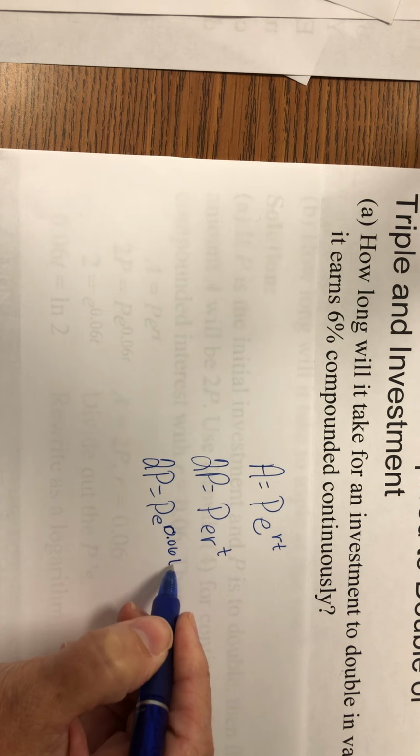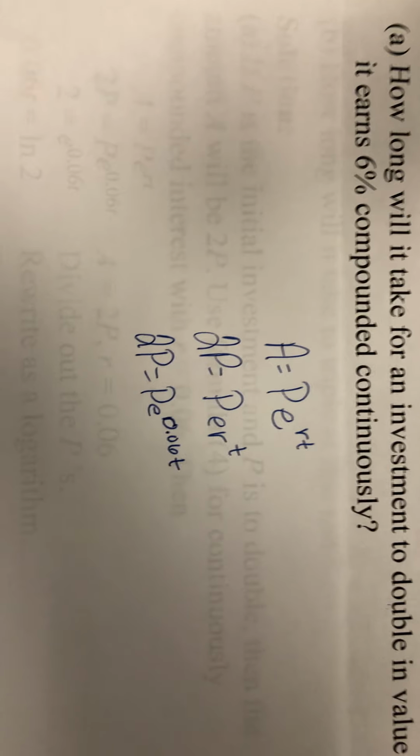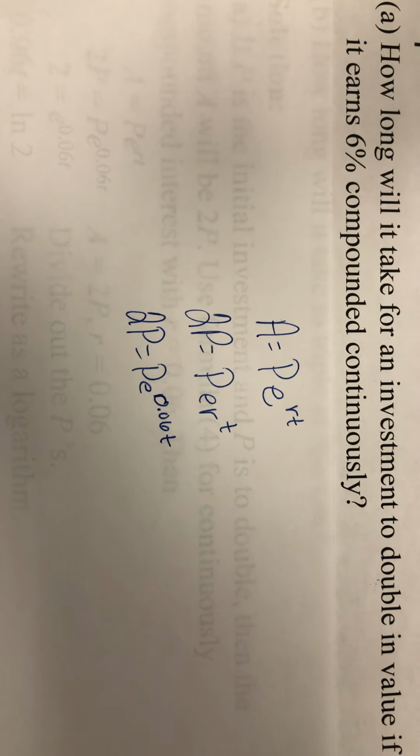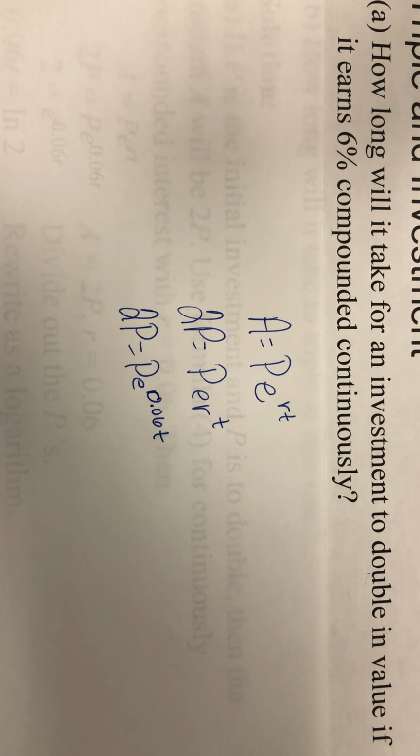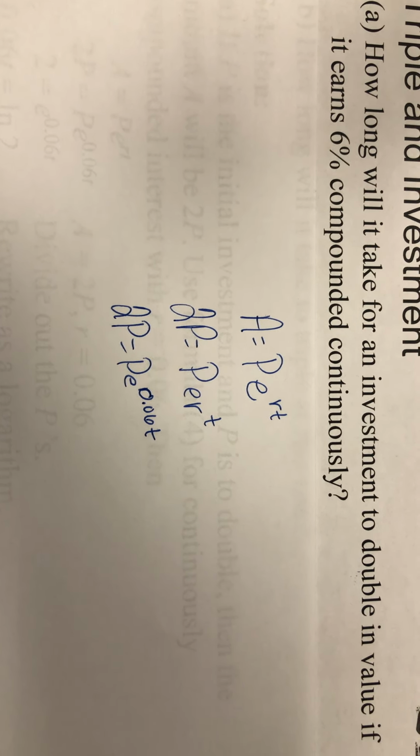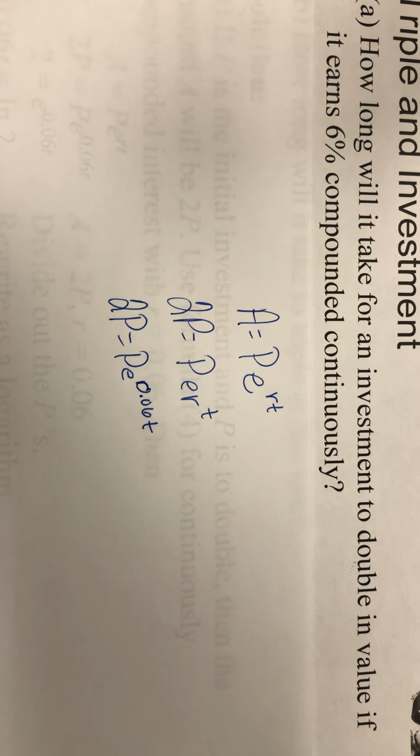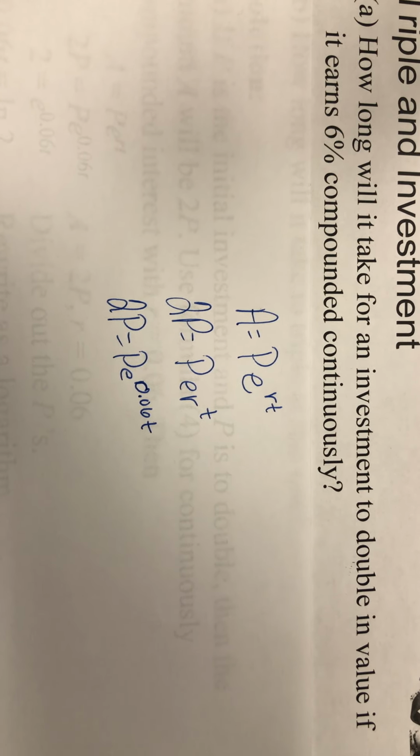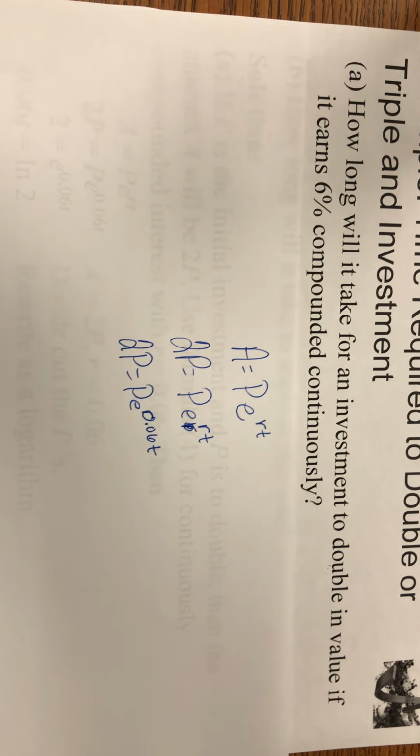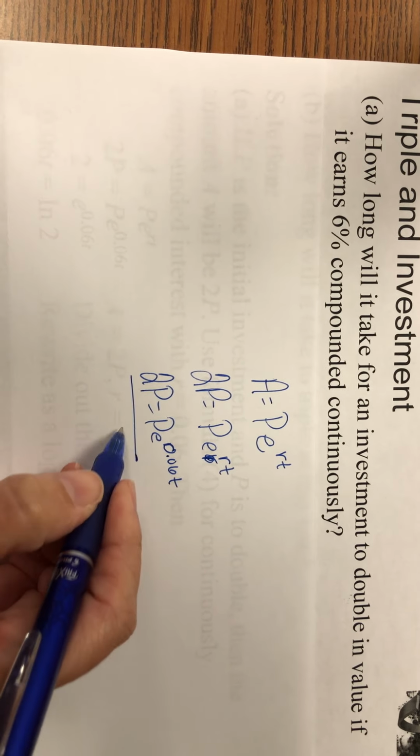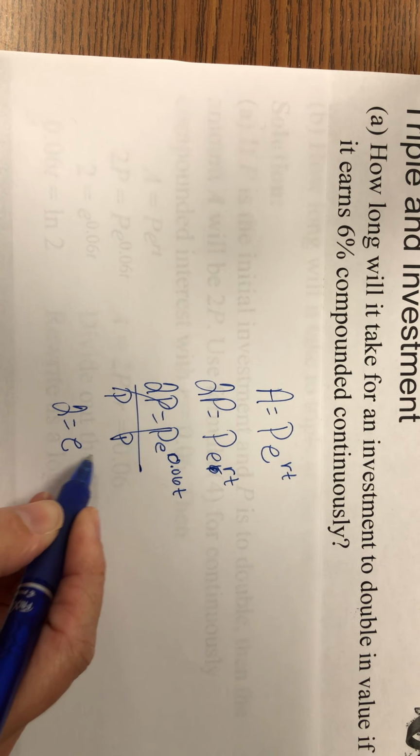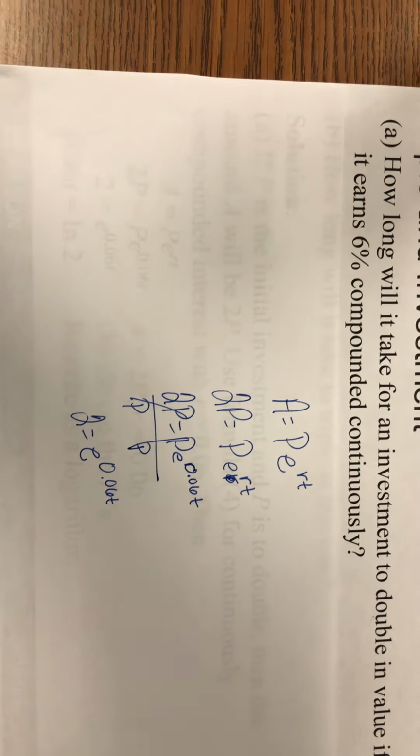And it says how long, that means the time is what we're looking for. So notice that I replaced A with 2P, because once again we're going to double our investment. And then I replaced my rate with 0.06, which is my percent as a decimal. And then my time is what I'm looking for. Okay, so let's divide both sides by P, and we'll get 2 is equal to E to the 0.06t.